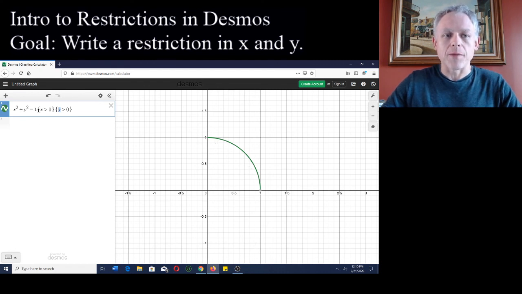So you can see that we can combine restrictions in both variables if we need to, simply by putting two restrictions right next to each other in the same equation.